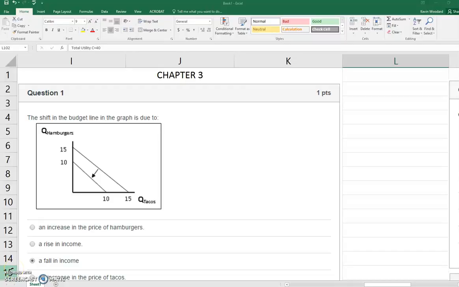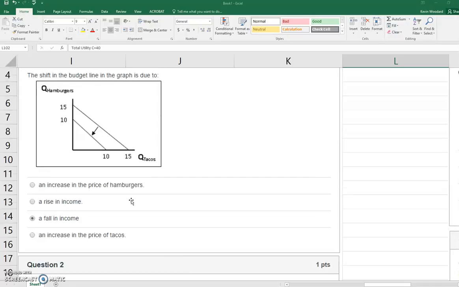Okay, so we're going to take a look at the practice problem for Chapter 3. Question number 1 says a shift in the budget line in the graph below here is due to what? Anytime we take a budget line and move it to the left, we know that we have a decrease in our overall income. So this is going to be a fall in income because we can no longer purchase things at the price and quantity that we had before. We lose our buying power.